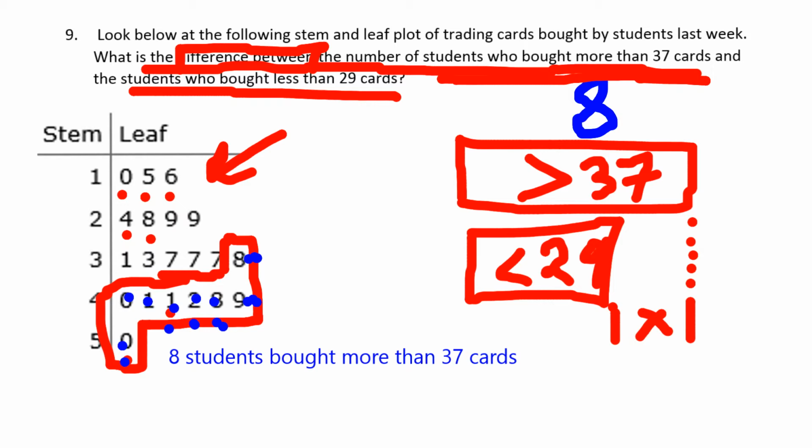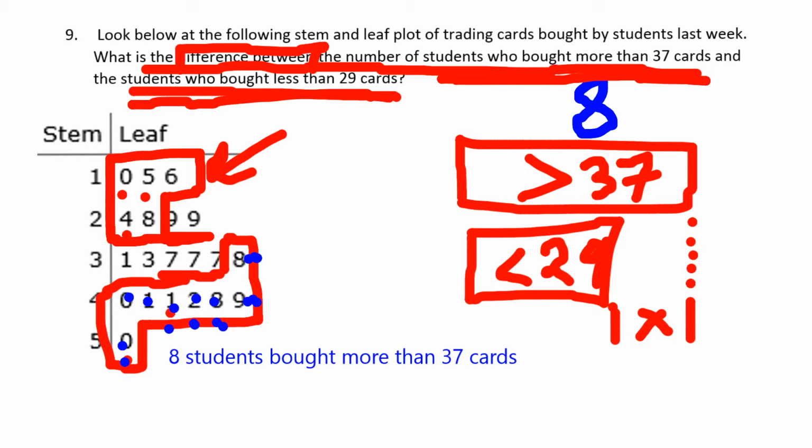Now we just need to figure out the number of students who bought less than 29 cards. So once again, I'm going to look for my 29. Oh, here are my 29 values, but I don't want my 29 values. I want less than 29 cards. So I'm not going to include those, but I am going to include this 28, this 24, this 10 down here, this 15, and this 16. Those are the values of the amount of cards that the students bought that were less than 29.